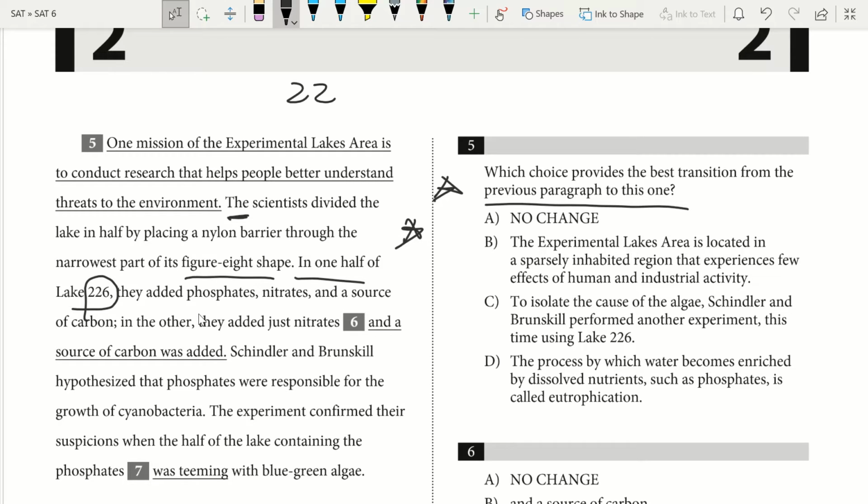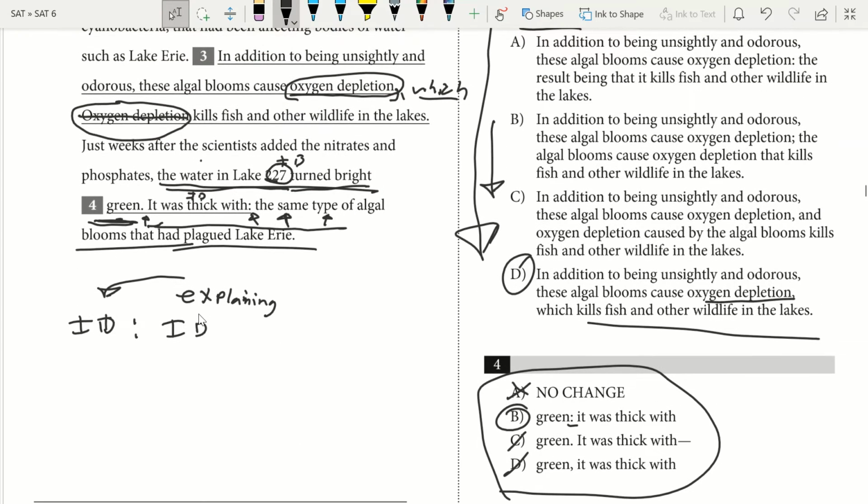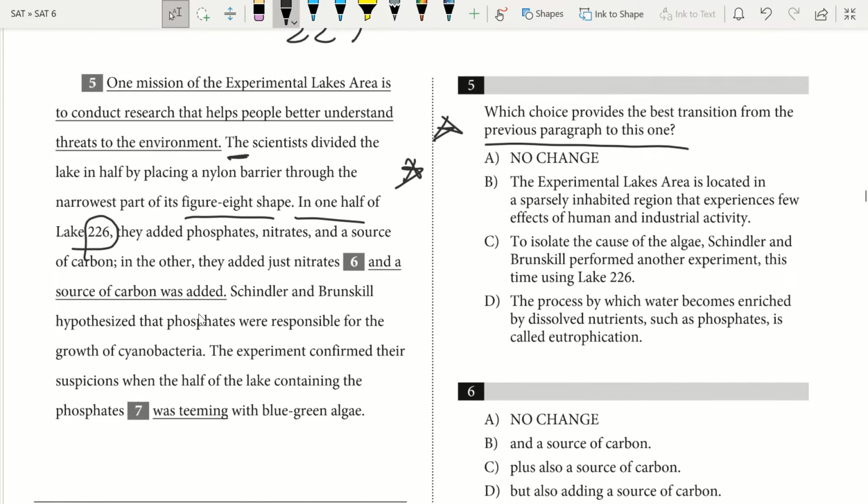Before we were talking about Lake 227, and if you scroll up on your PDF, you'll see that, and I'll quickly do that here just to show you. See, we have Lake 227. Now we're talking about 226, so we need to switch from 227 to 226 in our intro. So we're looking for one that says 226. I see C does, so I go ahead and read that just to make sure.